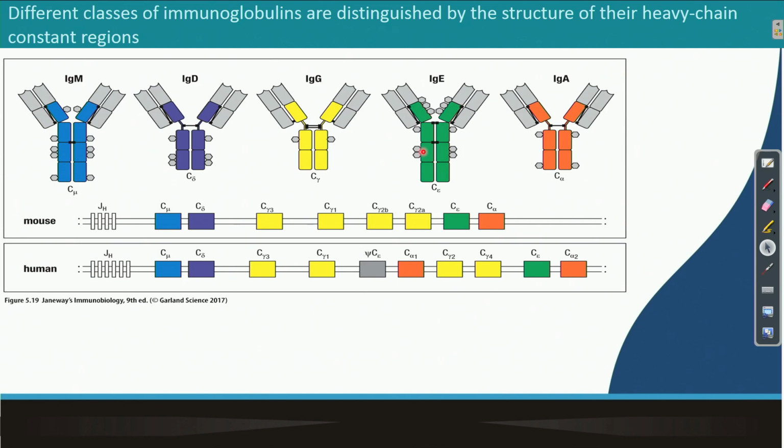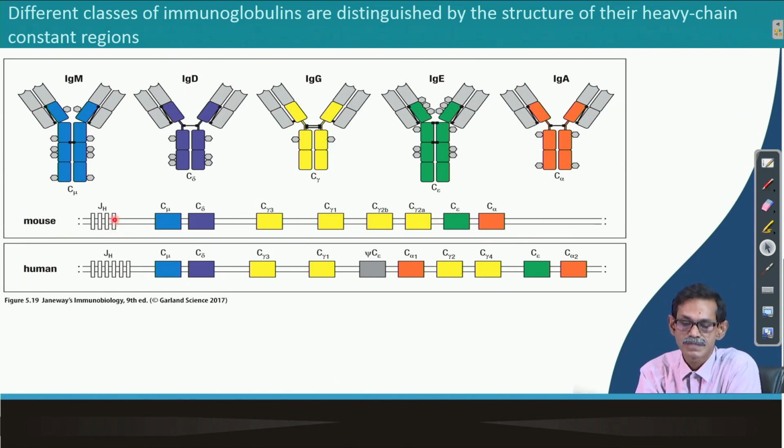We have to remember that the constant region of an antibody is contributed only by the heavy chain. So, if we see how the heavy chain is rearranged, then we can tell what the isotype of the antibody can be. Just below this antigen-antibody structure, you see a series of same color-coded boxes. These are the constant region gene segments. The upper panel is mouse and the lower panel is human.